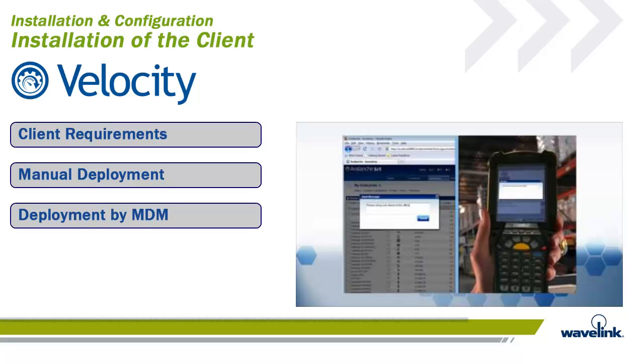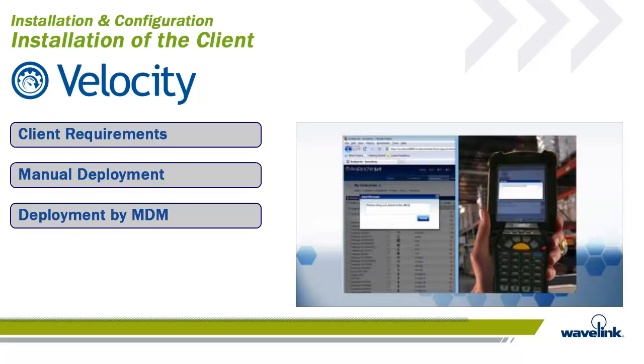The other install and deployment method is using a mobile device management platform, sometimes called an MDM. One such product is Wavelink's Avalanche. Since both Velocity and Avalanche are Wavelink products, the ability to install and configure Velocity is native to Avalanche, and it can be easily deployed. If you have another third-party MDM that is available to you, you can still deploy the Velocity client, but you will have to follow the general steps of building the Velocity package.